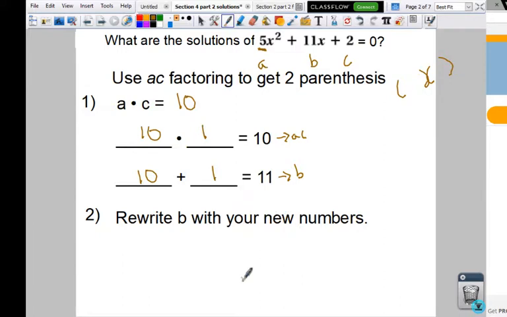Okay, we're going to rewrite B with these new numbers, and we're going to add an x to these things. So instead of having 11x, I'm going to have 10x plus 1x. That's still 11x, right? 10 plus 1 is 11. So we're not actually changing, we are just rewriting. So I'm going to go 5x squared plus 10x plus 1x plus 2, and I still have equals 0.